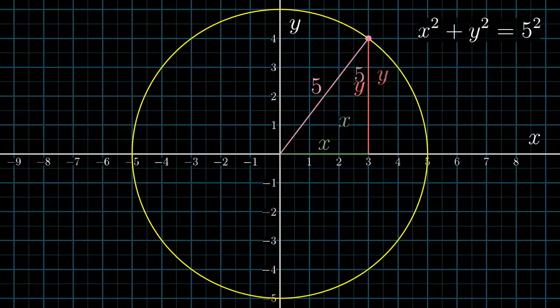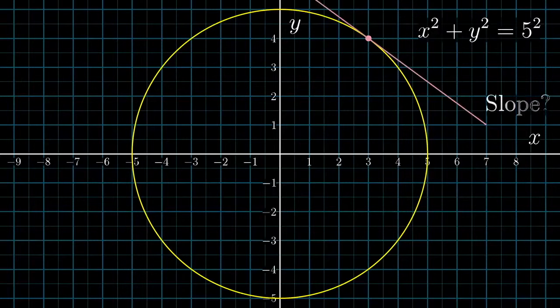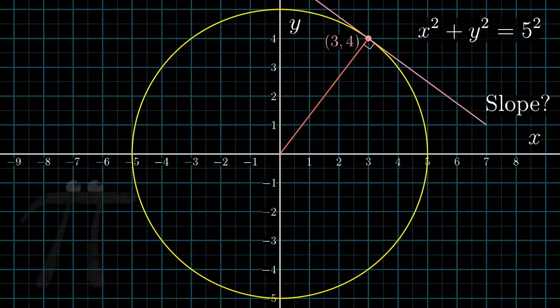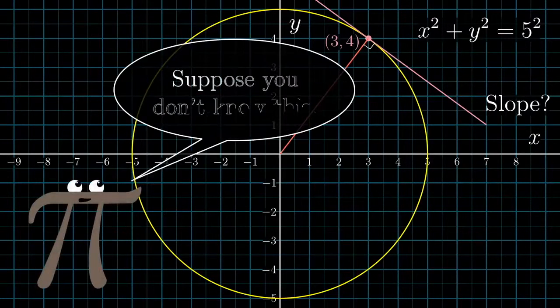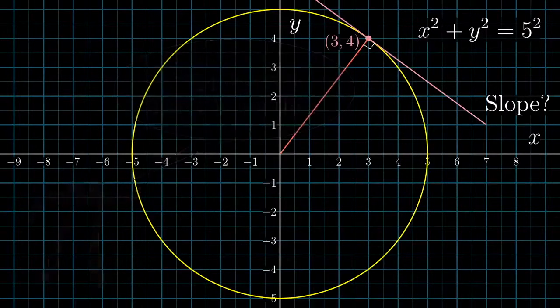Pythagorean theorem, where the sum of the squares of the two legs on this triangle equals the square of the hypotenuse, 5 squared. And suppose that you want to find the slope of a tangent line to the circle, maybe at the point xy equals 3, 4. Now, if you're savvy with geometry, you might already know that this tangent line is perpendicular to the radius touching it at that point. But let's say you don't already know that. Or maybe you want a technique that generalizes to curves other than just circles.